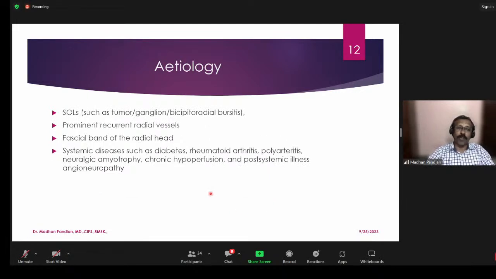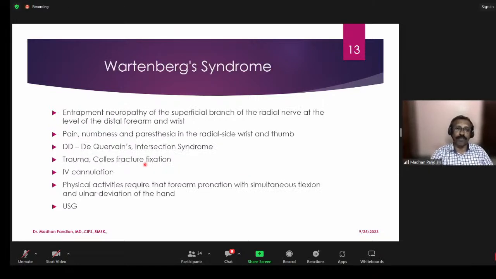The space occupying lesions which can cause an entrapment-like picture are a tumor, a simple ganglion, or a bursitis, a bicipito-radial bursitis. Sometimes prominent recurrent radial vessels at the proximal radial tunnel, a fascial band connecting to the radial head, or systemic illnesses like diabetes, rheumatoid arthritis, and neuralgic amyotrophy. All these are potential conditions where the patient can develop radial tunnel syndrome.